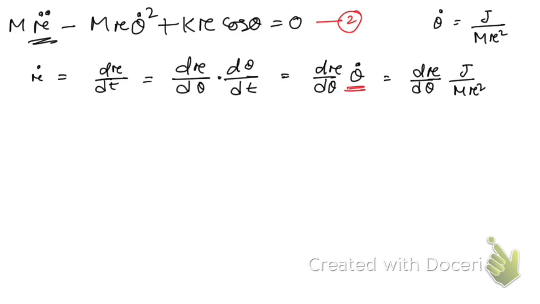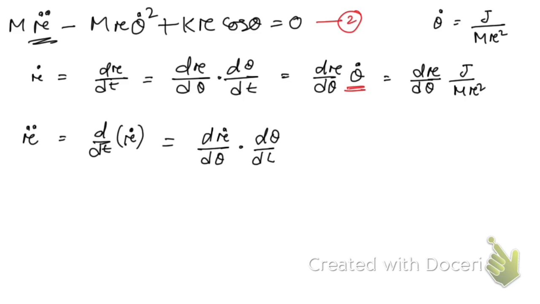So now r double dot, it can be written this way, the time derivative of r, right? And that can be changed by this, right? Hope you have understood this.